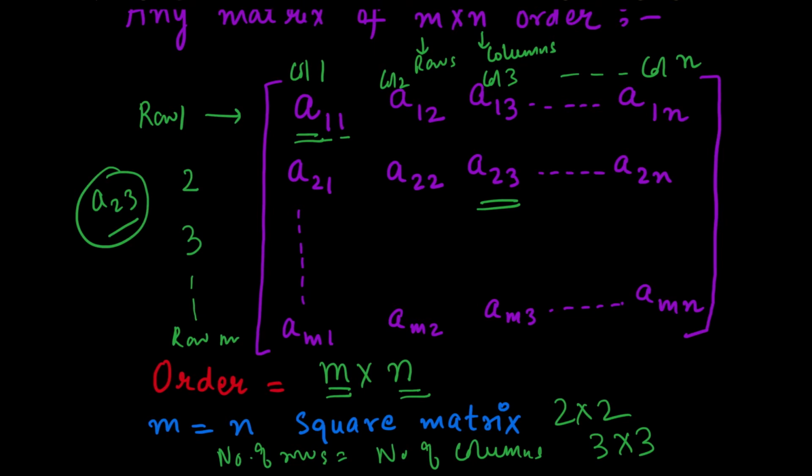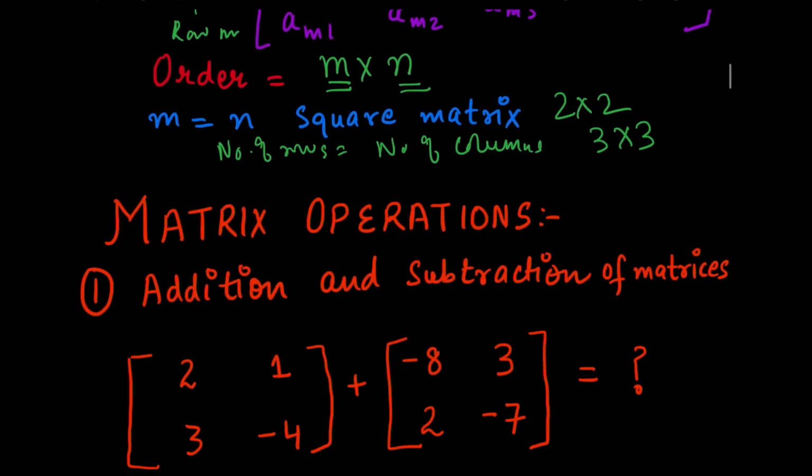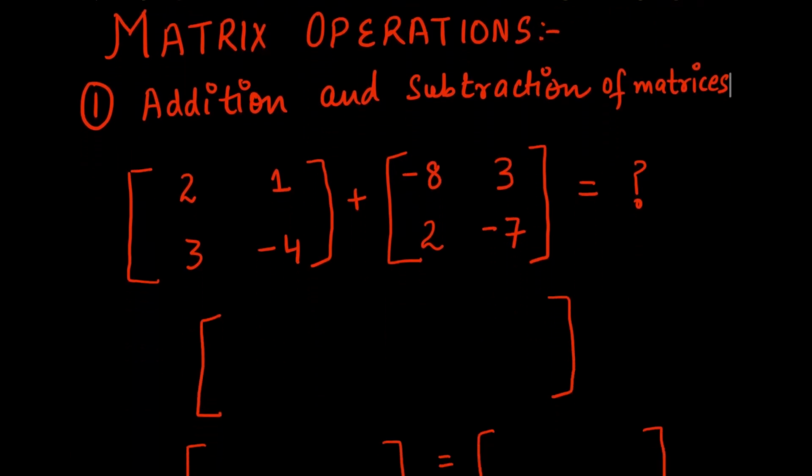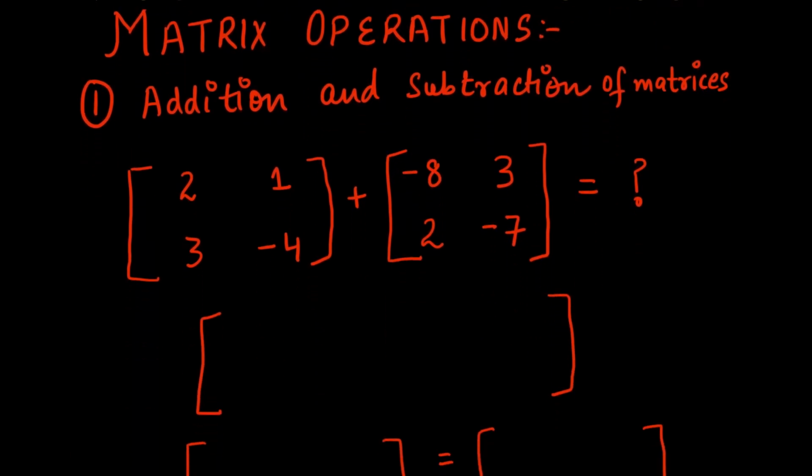Now let's begin with matrix operations. The first one is addition and subtraction of matrices. One of the important rules is that the order of the matrices should be the same. So what is the order of matrix A? Let's say this is matrix A and this is matrix B. For A, how many rows are there? Row 1 and row 2. And how many columns are there? Column 1 and column 2. So it's a 2 by 2 matrix. Similarly, B is also a 2 by 2 matrix.